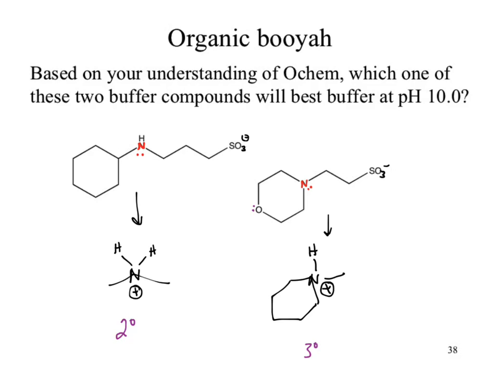The number of carbons attached: primary, secondary, tertiary. So we have a secondary, tertiary issue. What else do we have going on? You said no sterics? Yeah, no sterics. Is that nitrogen more stable? It's in a ring structure.